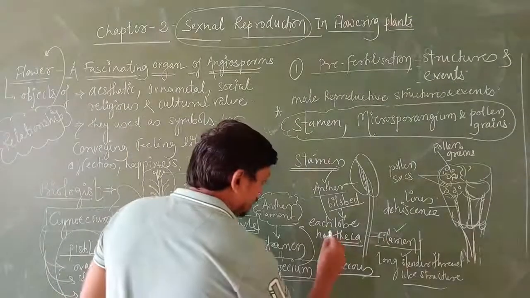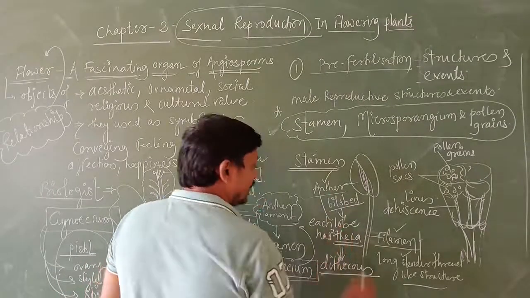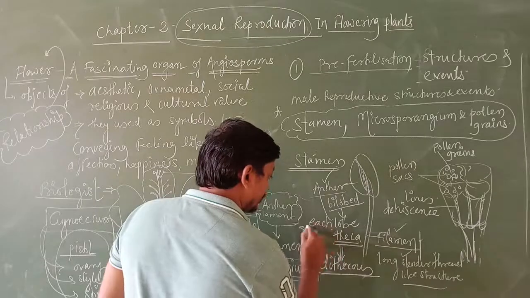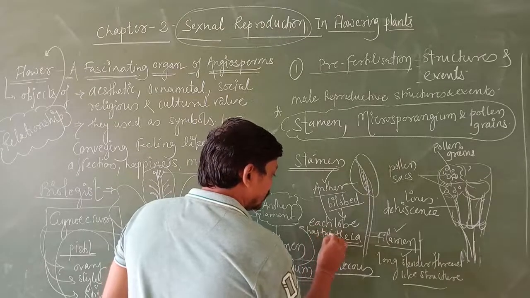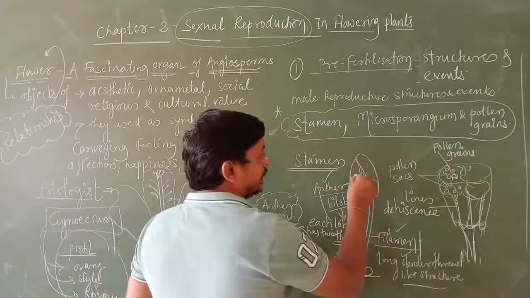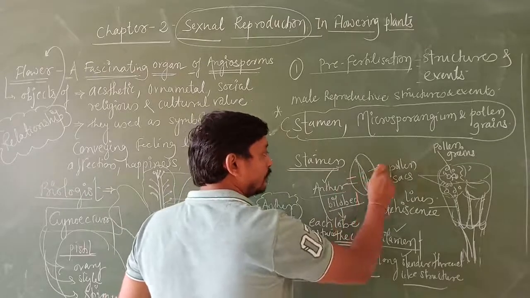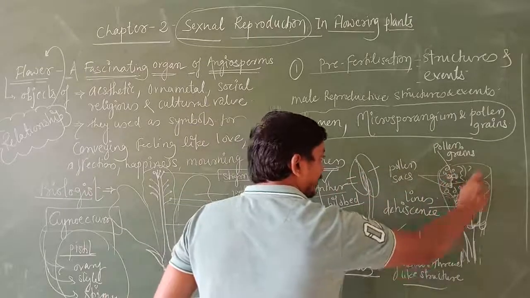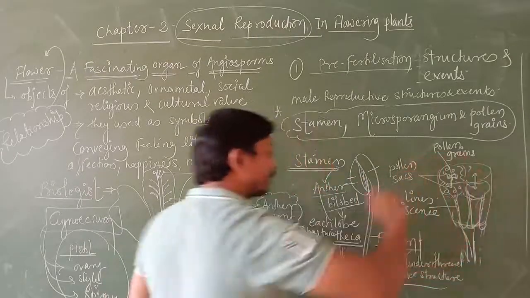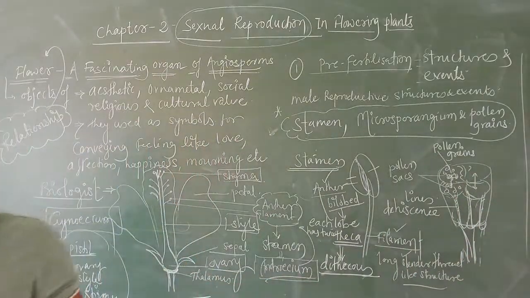That is very important. Each lobe has 2 theca. ಇದು ಒಂದು ಲೋಬ್ ಆಯಿತು, ಇದೊಂದು ಲೋಬ್ ಆಯಿತು. ಈ ಲೋಬ್ನಾಗ 2 theca. So that is what we are going to call a dithecous.